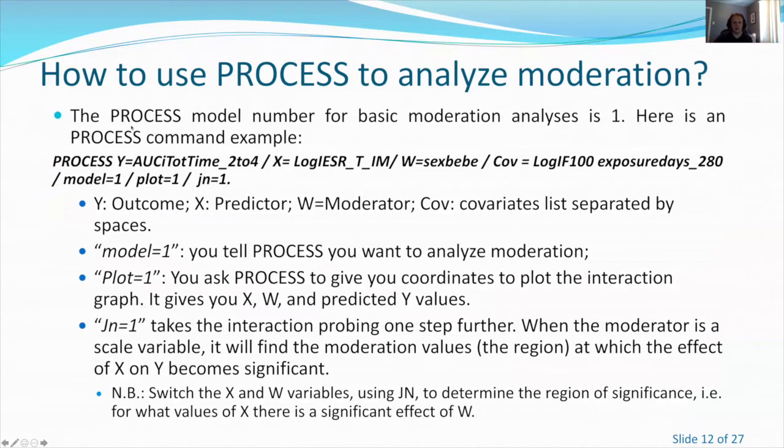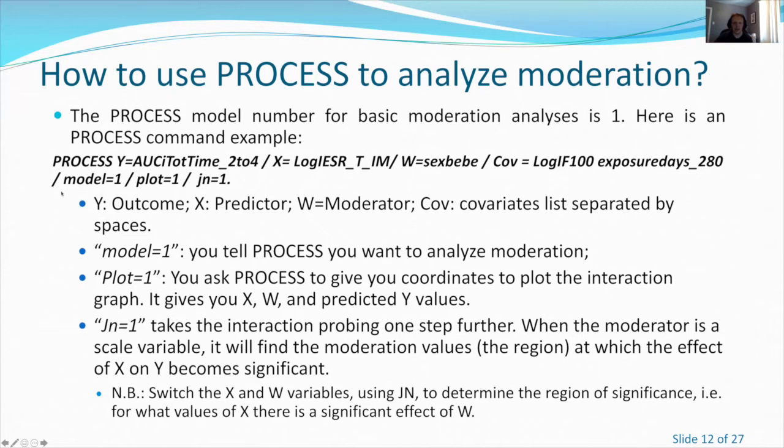This is a copy-paste of the previous PROCESS command. As you can see, the first word is PROCESS, as with any other command in SPSS syntax. Then you have the Y variable, which is cortisol reactivity, the predictor variable X, which is the subjective distress, and W, the moderator, which is the sex of the child. Then you have a list of covariates that are separated by space.